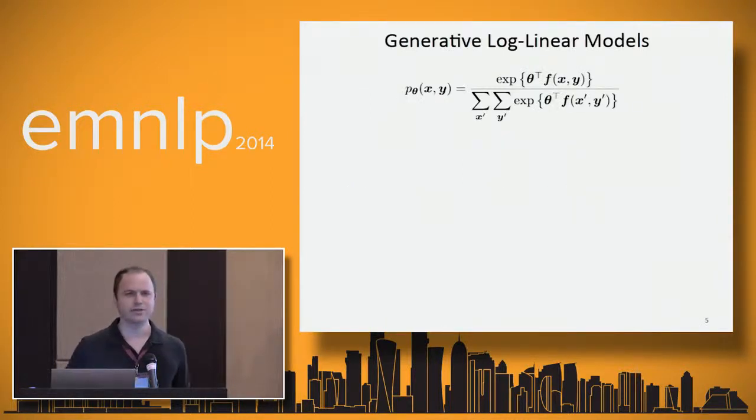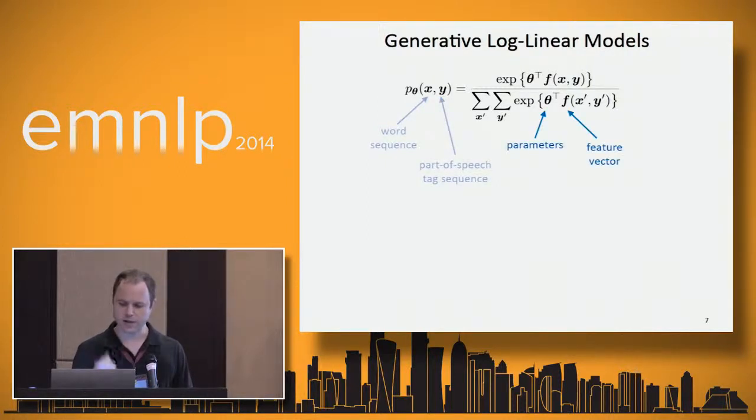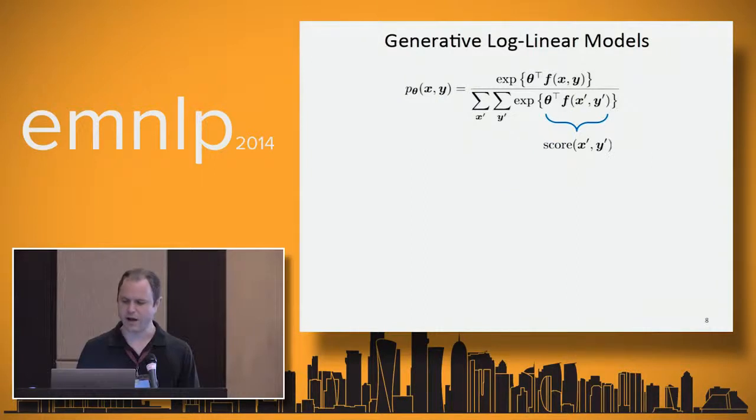The model family we're considering are generative log linear models, so models over pairs X and Y. X is the input, say a sentence. Y is the output, so for this talk, a part of speech tag sequence for X. This is globally normalized over all possible X's and all Y's for those X's. We're going to assume a standard log linear parameterization where we have a weight vector theta and a feature vector f. For this talk, we don't really need to worry about the internals of that score function, so we're just going to assume a linear scoring function of x and y with weights theta.